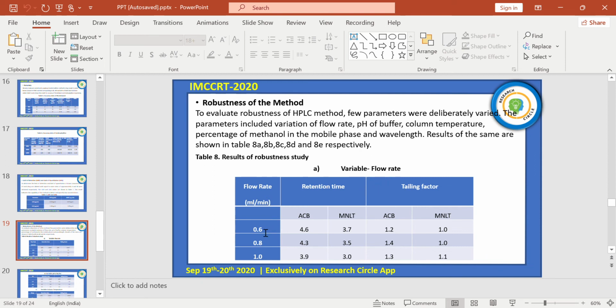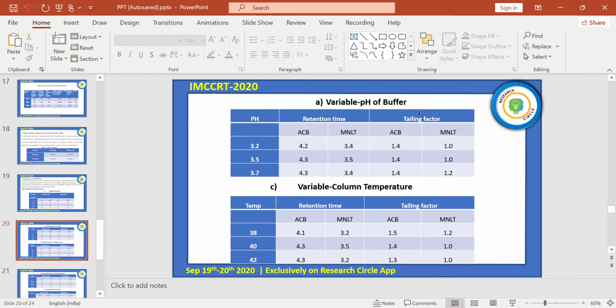The flow rate was changed from 0.6 to 1. So first one is 0.6 ml per minute. At that flow rate, retention time for acebrophylline is 4.6, for Montelukast 3.7. Tailing factor was 1.2 and 1. For 0.8 ml per minute, the values were again similar, and for 1 ml per minute, the retention time and tailing factor were found to be same. So though flow rate was changed, the results were found to be close or similar.